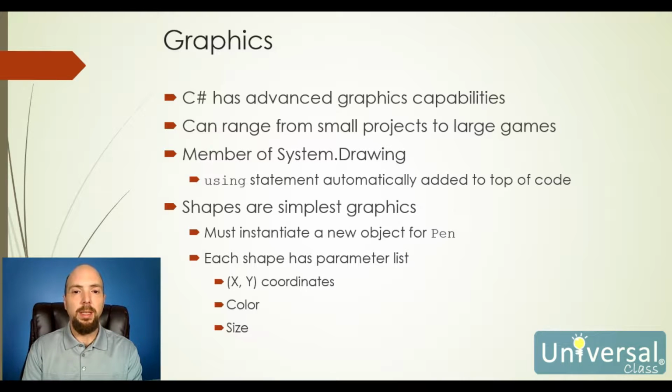However, you must instantiate the pen object anytime that you want to create a new object. Also, each shape is going to have a parameter list that is defined. Most of the time it's going to be things like the XY coordinates for the top left corner of the graphic, the color of the graphic, and also its size.